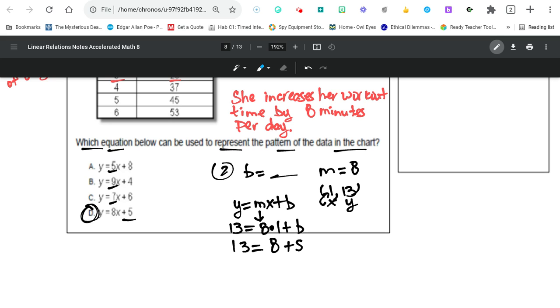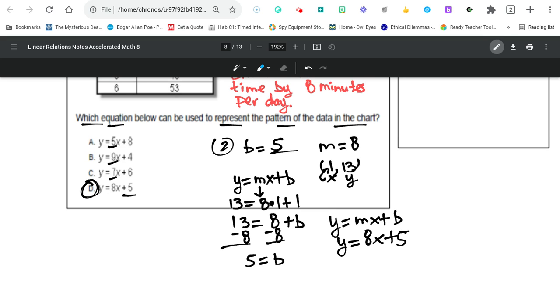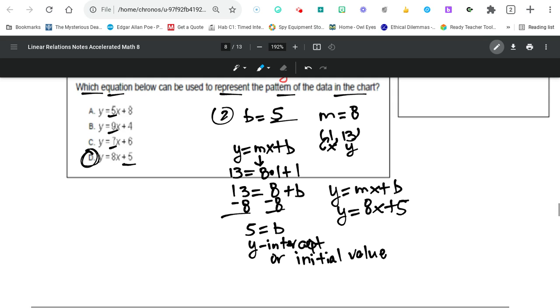So I'm actually showing the work. Sorry, didn't mean to put 5. Subtract 8 from both sides. 13 minus 8 is 5. So that's why we can say that the equation is y equals 8x plus 5. Okay, anybody know what that 5 represents? 5 is your y-intercept, or what we call the initial value. The initial value is what somebody starts with.